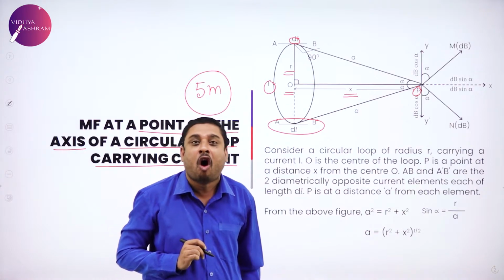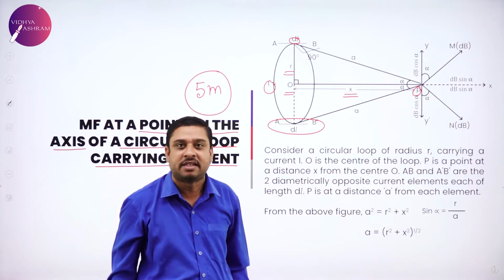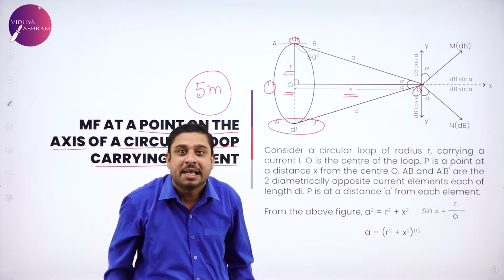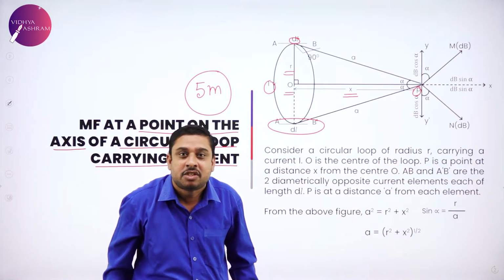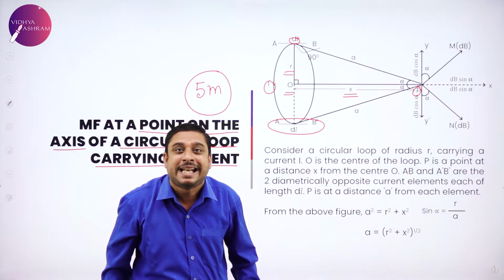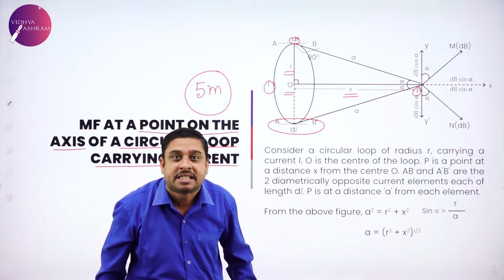Diametrically opposite current elements. Two elements present on the opposite ends of the diameter.